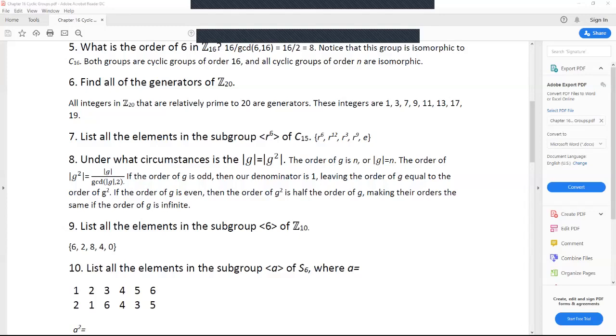What if the order of g happens to be even? Well, if that's the case, then the order of g squared is going to be 1/2 the order of g. And the only way that could possibly be equal would be if g is infinite. And that takes us into number theory. So I'll just leave it at that.